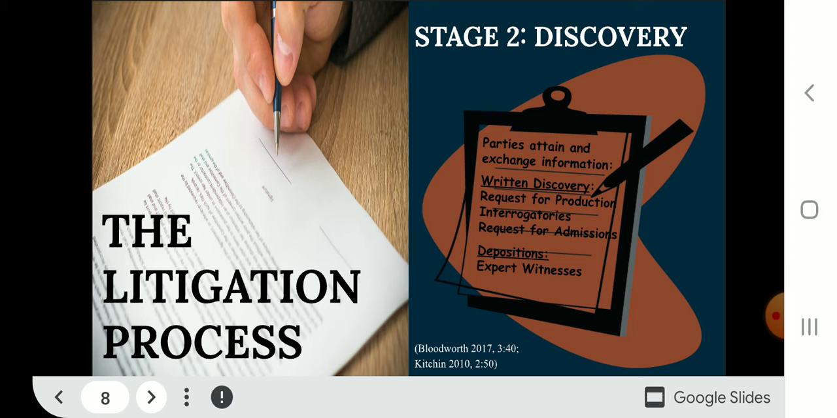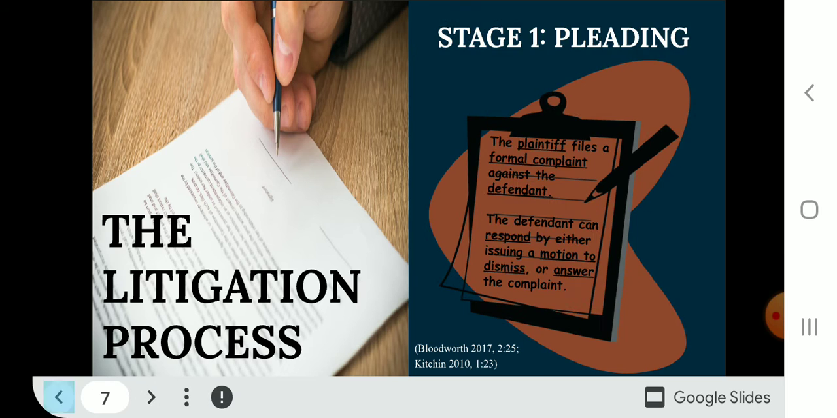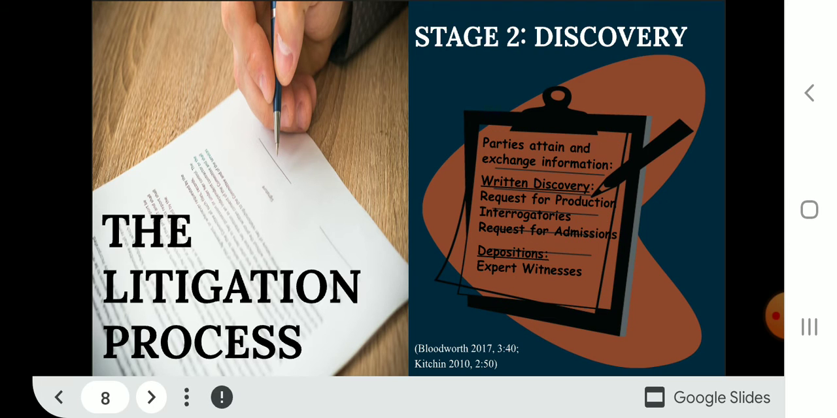Stage 2 of the litigation process is the discovery stage, and this is usually the longest stage. Here, both parties continuously exchange information. Parties can attain and then exchange information via written discovery and depositions.